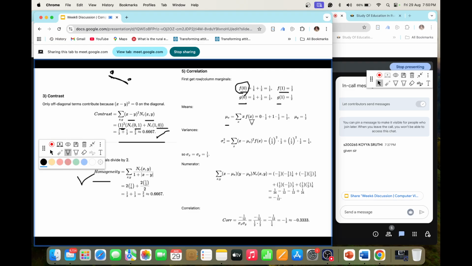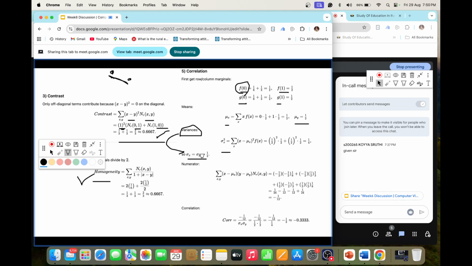So again, x into fx. Just do this for mu x. Similarly, you can get mu y. Similarly, you can get sigma square x and sigma square y, that is, sigma x square and sigma y square, which are nothing but your variances. Then you have to get the standard deviation. Standard deviation is nothing but the root of the variance.